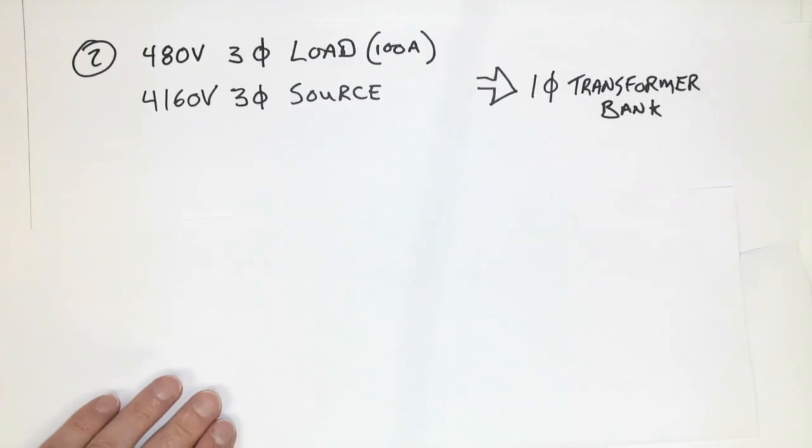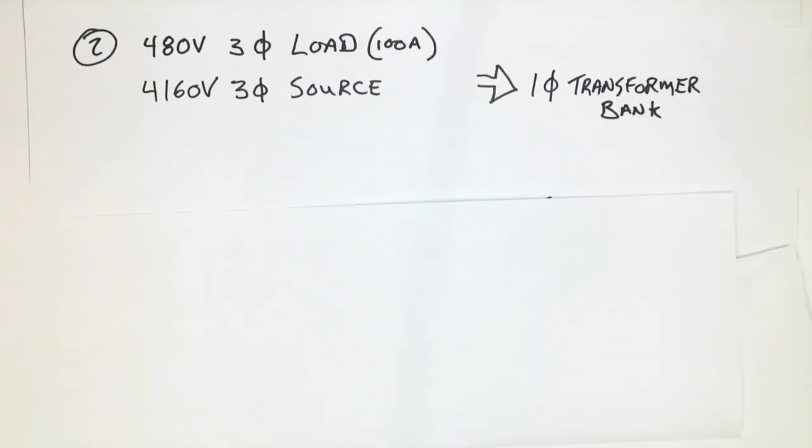Let's take a look at another example. This time, we're going to use a transformer bank that is going to be single phase. And this single phase transformer bank is going to have a 480 volt three-phase load that is 100 amps. And the source is high voltage 4160 volt three-phase. Now at this point, because they are straight voltages, it really is up to us yet again to determine, are we going to do it in delta or Y?